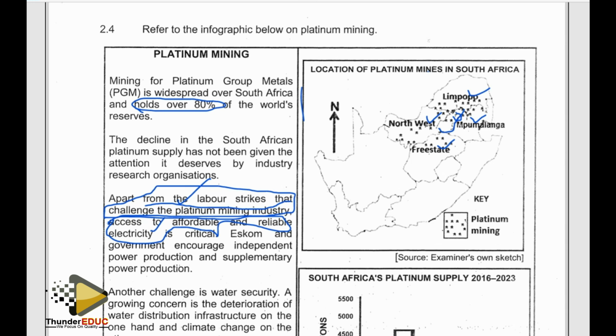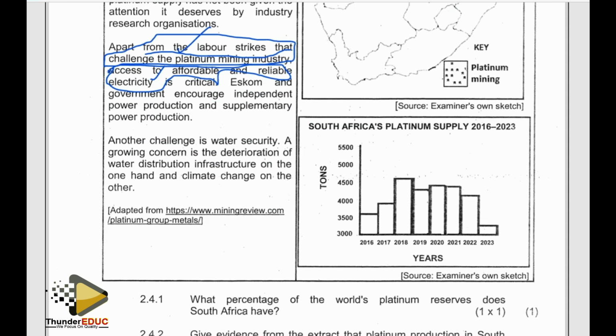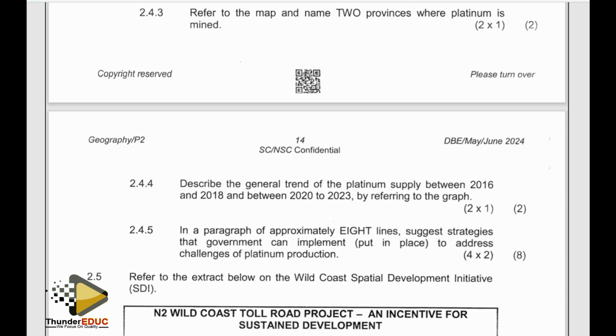So it's Limpopo, Gauteng, Mpumalanga, Free State, and Northwest. Those are the provinces according to the map that do have mining activities for platinum. Describe the general trend of the platinum supply between 2016 and 2018 and between 2020 and 2023.